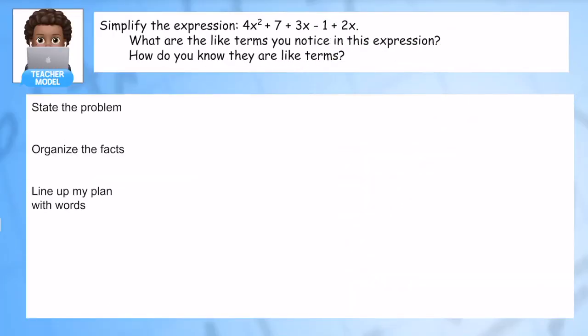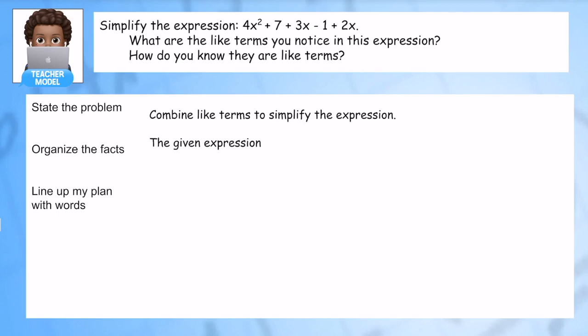Simplify the expression 4x squared plus 7 plus 3x minus 1 plus 2x. What are the like terms you notice in the expression, and how do you know they are like terms? So pretty much they're asking us to combine the terms to simplify the expression. And the only information we have is that long expression with 5 terms.